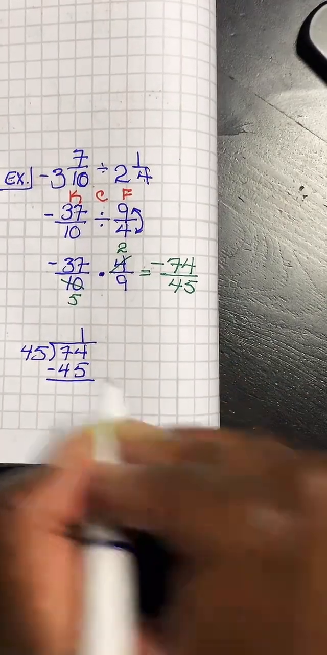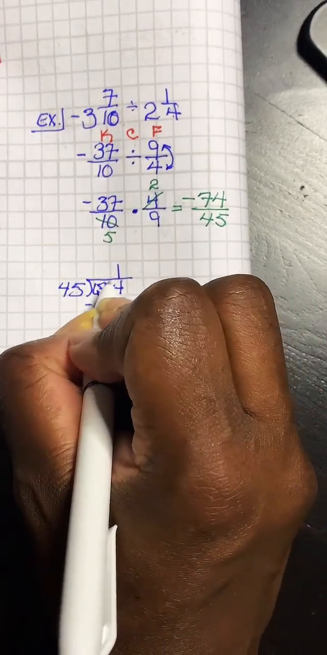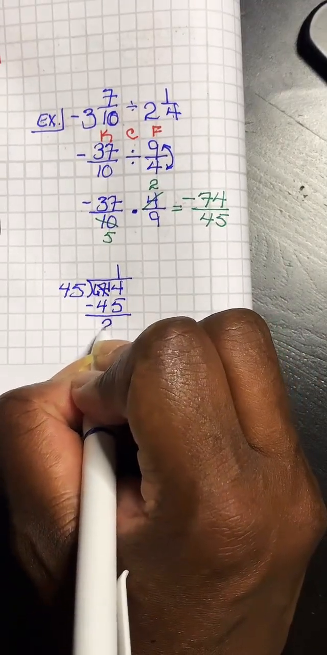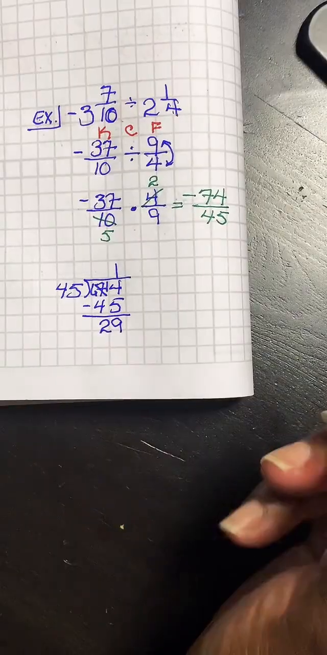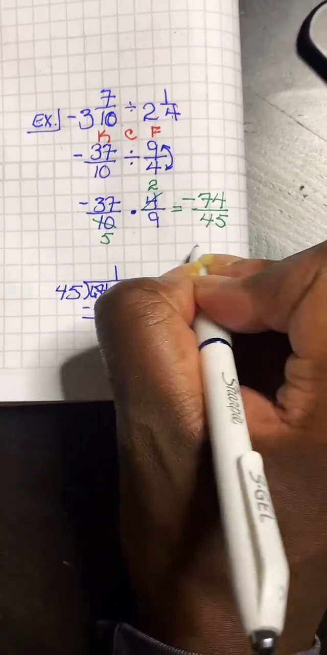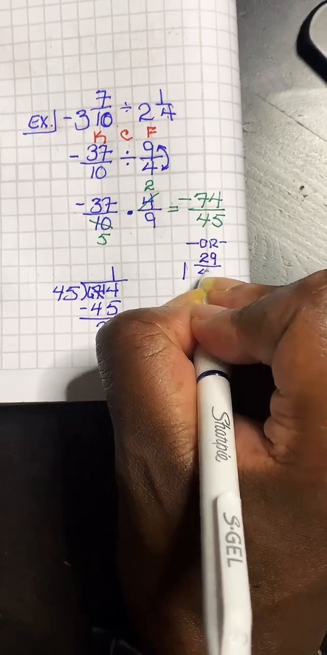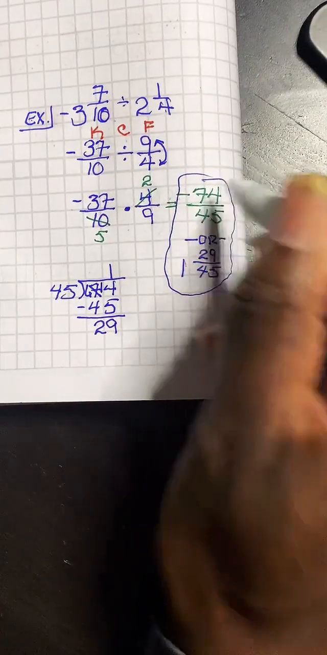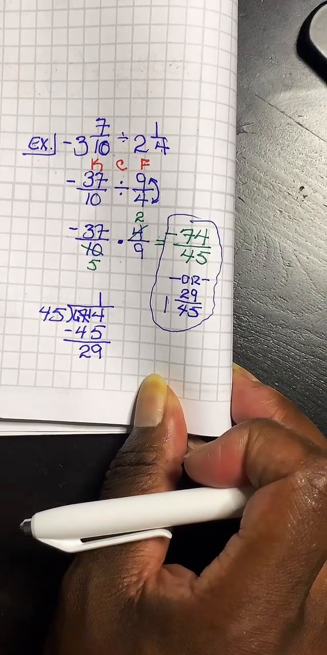So when we do our subtraction, we borrow from the 7 to make this a 6. We make that 4 into a 14. 6 minus 4 gives me 2. And 14 minus 5 gives me 9. So this will give us 1 and 29/45. So these two could be our answer.